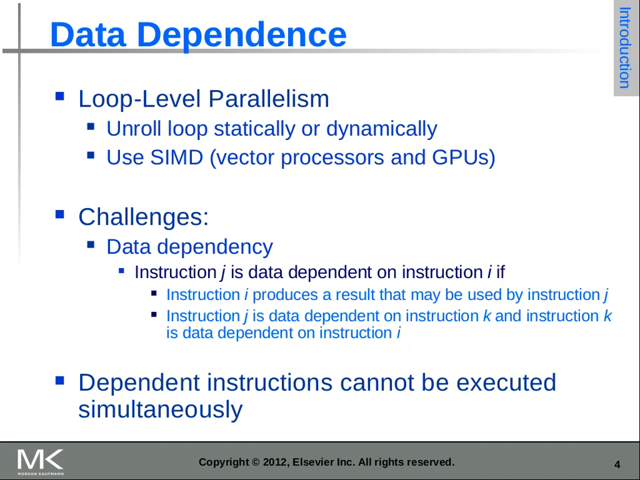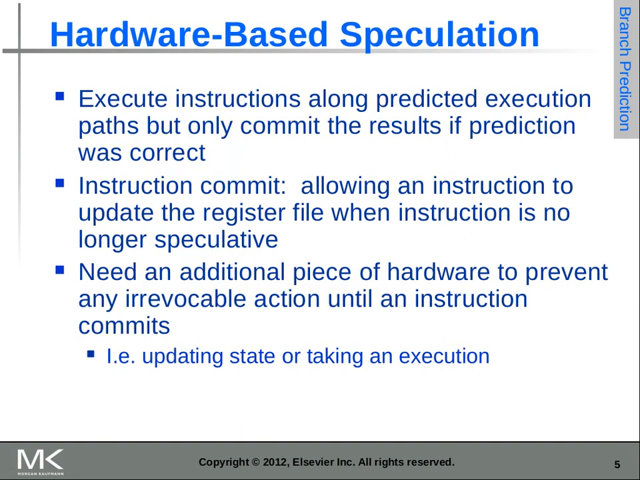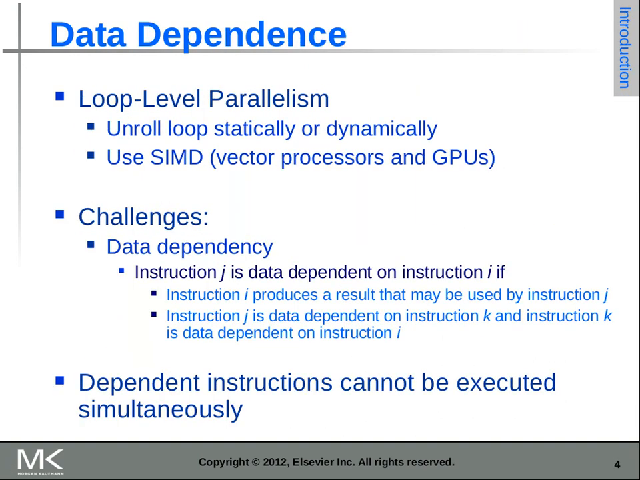Problem, data dependency, because if you do it in one instruction, you have to make sure all your registers don't depend on one another. And a dependent instruction cannot be executed simultaneously, so you can't necessarily do all 32 adds at once. All right, so that's data dependence.